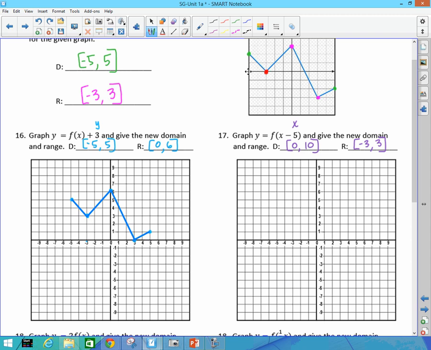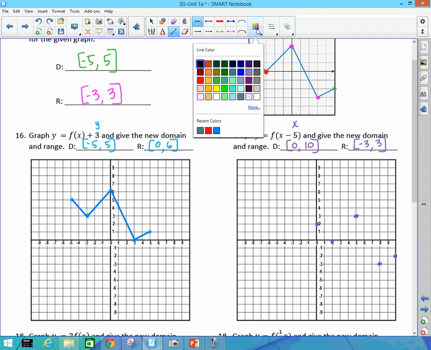So -5, 2 is going over 5 units. Boom. -3, 0 goes over 5 units. I'm right here. 0, 3. So you go to 0, 3, move to the right 5 units. 3, -3, move to the right 5 units. And then 5, -2, move over 5 units. Okay, pull out your straight edge and connect them.